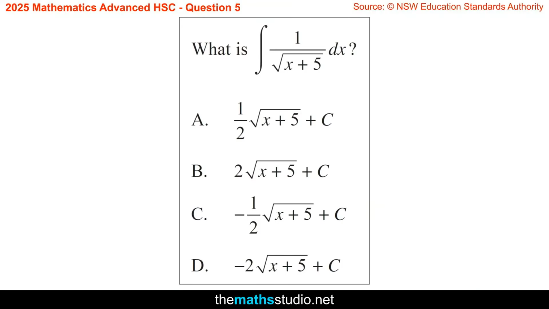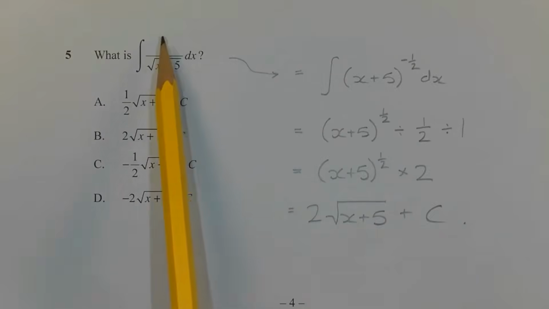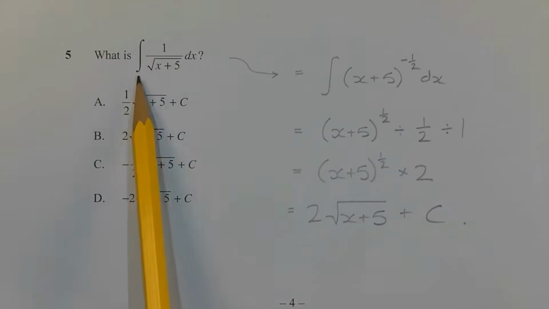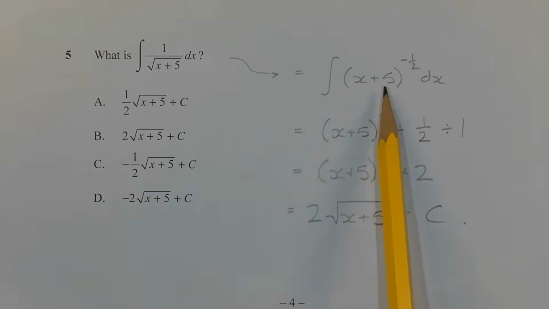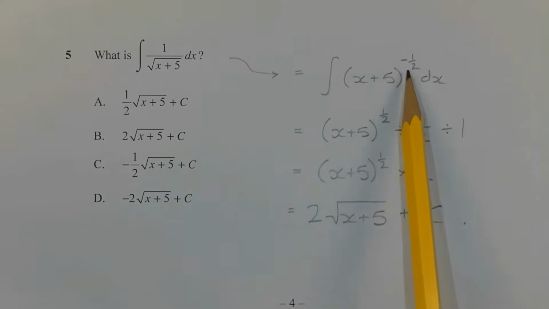Question 5. What is the integral of 1 over the square root of x plus 5 dx? Start by expressing the integrand in index form. So the integral of 1 over the square root of x plus 5 dx can be written as the integral of x plus 5 in brackets to the power of negative 1 over 2 dx.